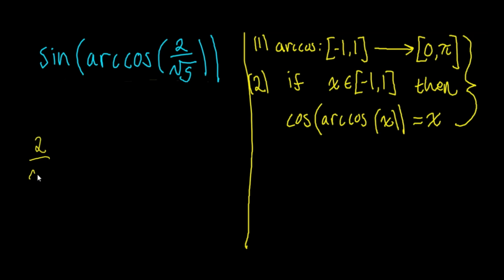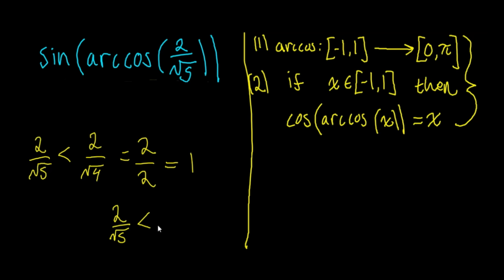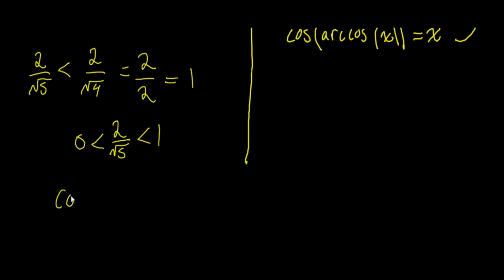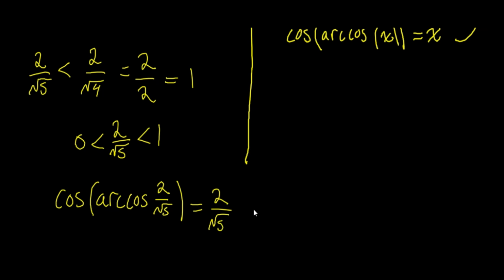2 over the square root of 5 is a little bit less than 2 over the square root of 4, which is equal to 2 over 2, which is equal to 1. And of course, 2 over the square root of 5 is also greater than 0. That is, 2 over the square root of 5 is less than 1 and greater than 0. So that means 2 over the square root of 5 is in the interval from -1 to 1. So this means that the cosine of the arc cosine of 2 over the square root of 5 is equal to 2 over the square root of 5.